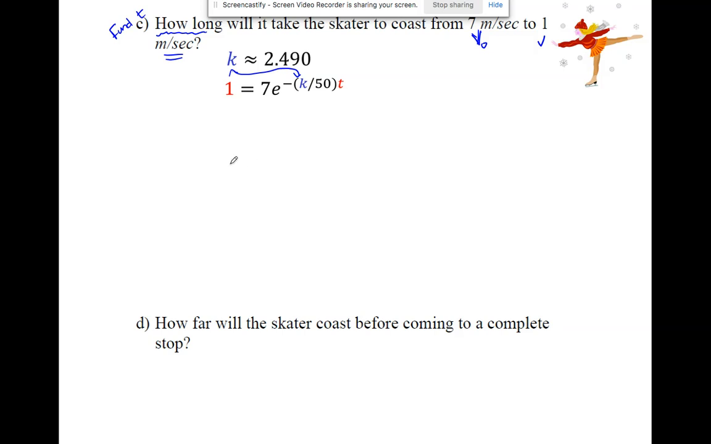Divide by 7, ln. I got an answer that I wrote 3 places past the decimal, and the time units. So that's how long it takes her to coast from 7 meters per second to 1 meter per second. I solved an equation for time. There's no calculus in that.